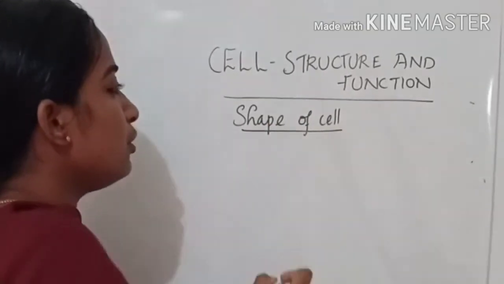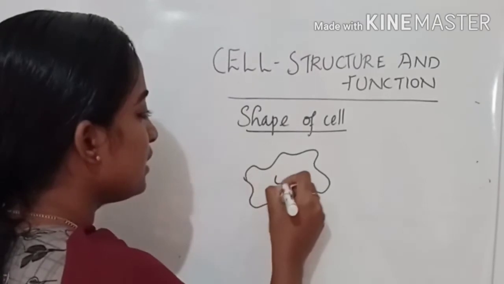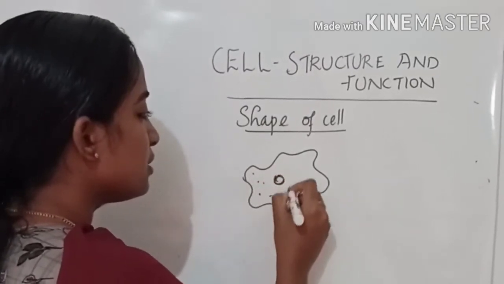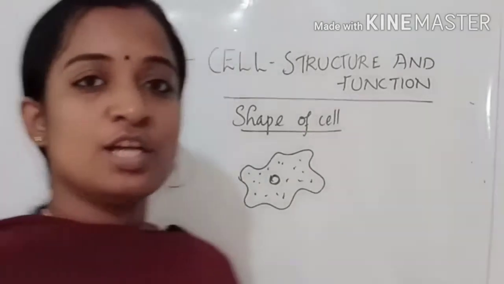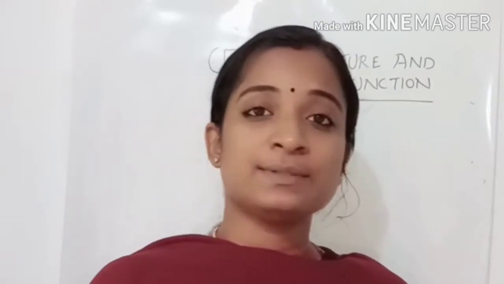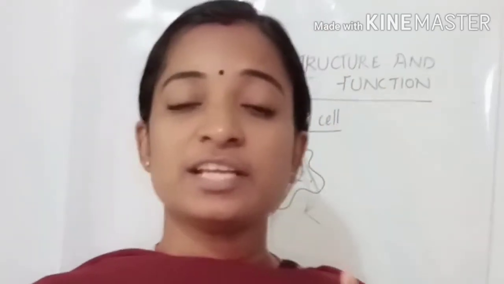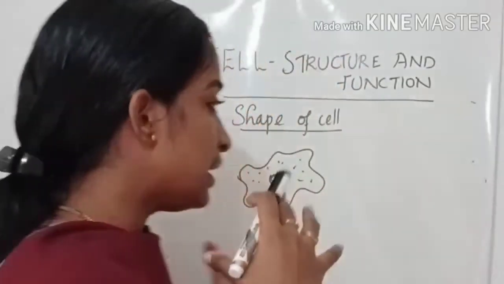So, I told you that amoeba is an example of a single cell organism, right? Can you suggest the shape of this amoeba? There is no definite shape for amoeba, right? Actually, they will change their structure when they require, during movement.